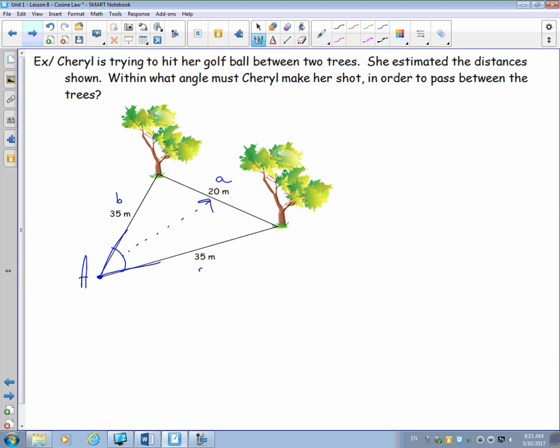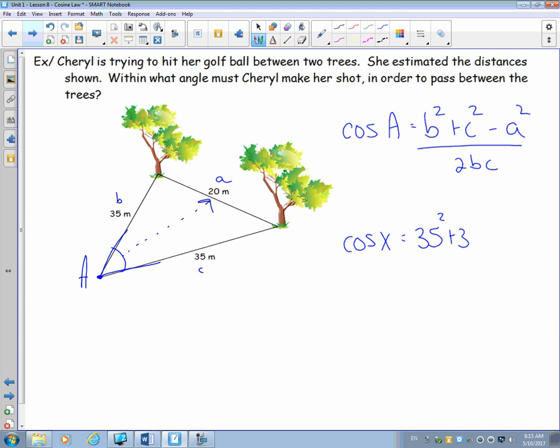B and C are interchangeable. So we're using our slightly rearranged version. Cos of A equals b squared plus c squared minus a squared, A is at the end, over 2bc. In my case, it's going to be the cos of x equals b squared plus c squared minus a squared over 2bc.